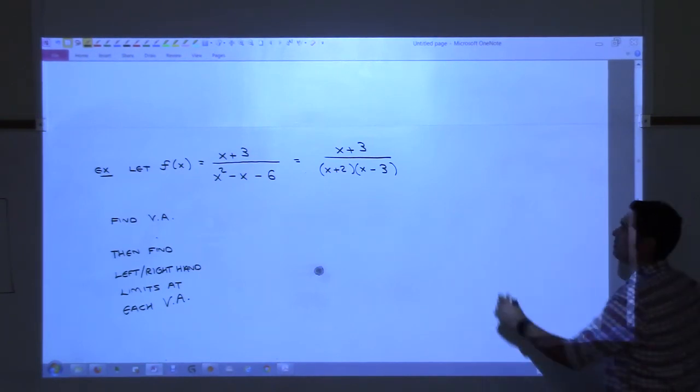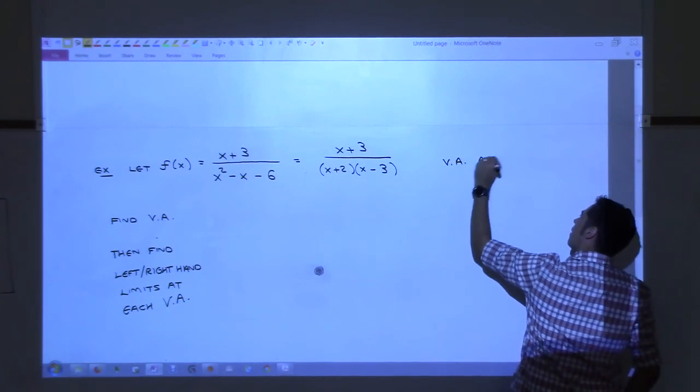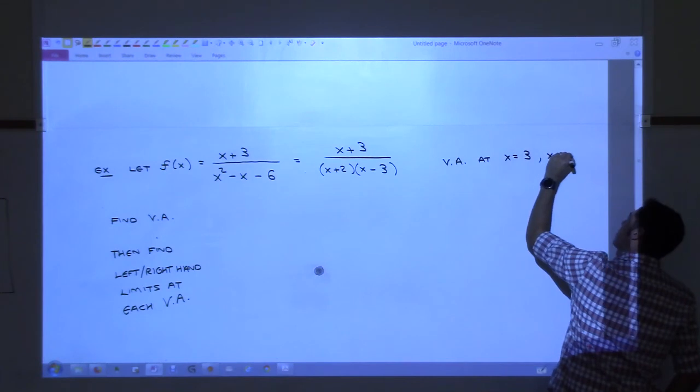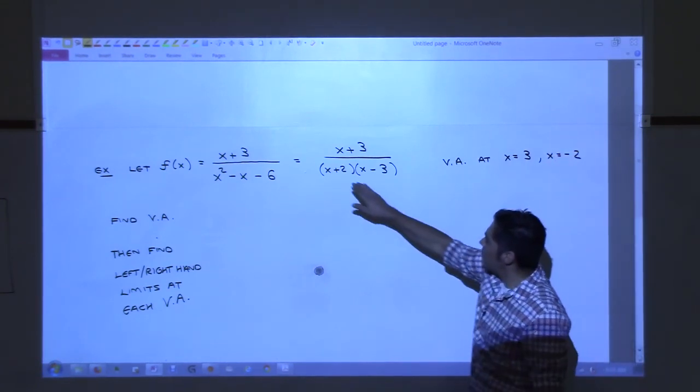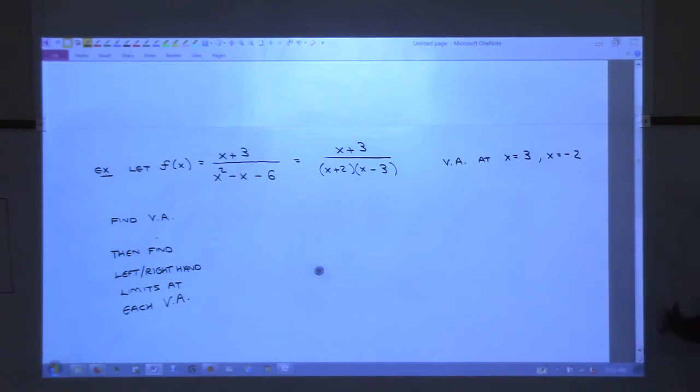Where are they going to be? Vertical asymptotes at x equals 3 and x equals -2, right? So all we're doing is setting each of these factors equal to 0. Okay, so we will have two vertical asymptotes because we know this from college algebra. But what's the left and right hand limits at these? So let's start with the 3.